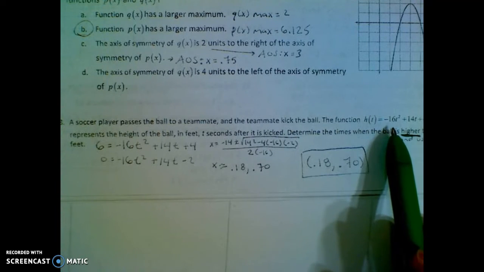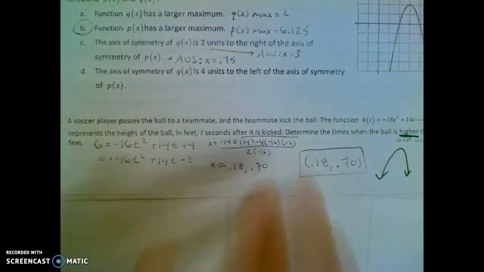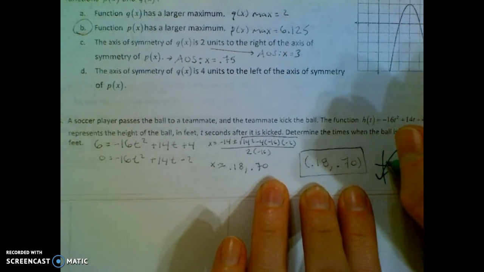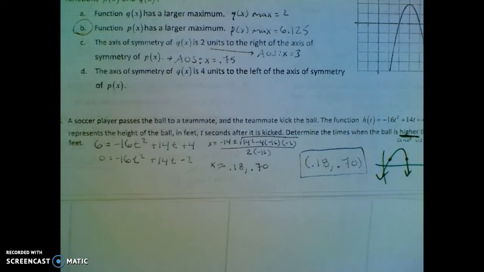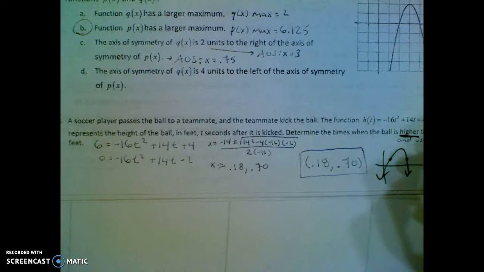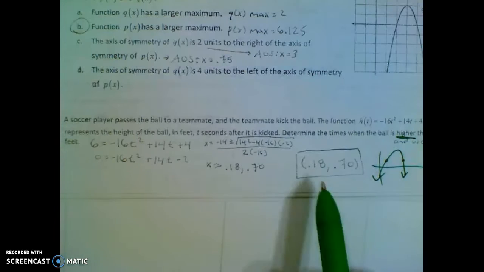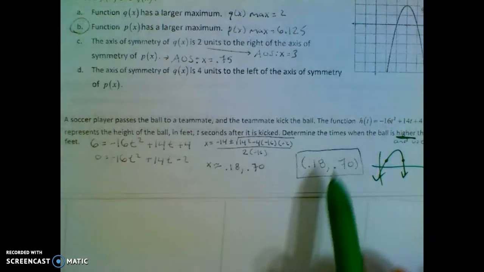This graph has a negative 16t squared, so I know it's going to be an upside down graph, which means if I'm looking at the graph, it's going to be wherever it's at, 0.18 and 0.70, whatever this graph looks like. So it's higher after 0.18 and before 0.70, and below those points, or after those points, it's lower. So my answer is just 0.18 and 0.70. So if you did it by hand, that's how you get the answers.